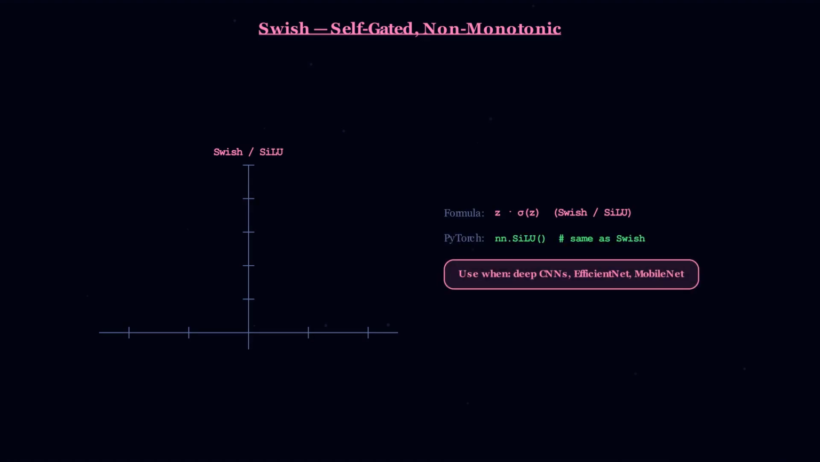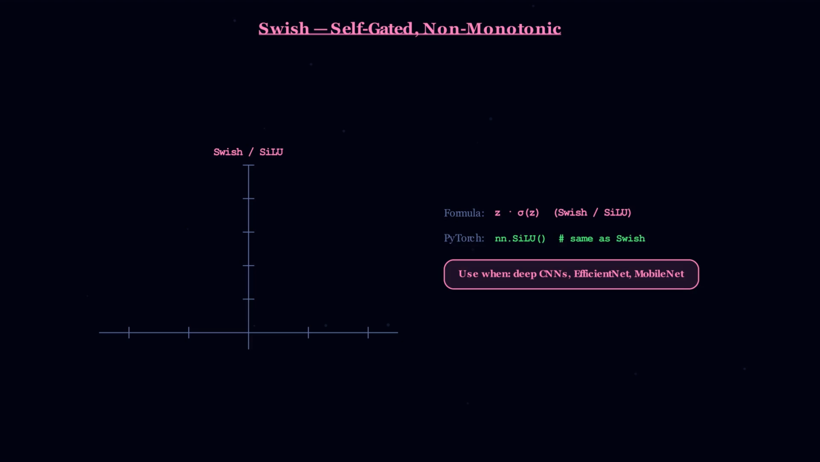Swish, Google's self-gated activation, also called SiLU, sigmoid linear unit. Formula: z times sigmoid of z, or equivalently z divided by 1 plus e to the minus z. It's smooth, non-monotonic. It dips slightly below 0 before rising, and unbounded above. PyTorch, nn.SiLU, same as Swish.